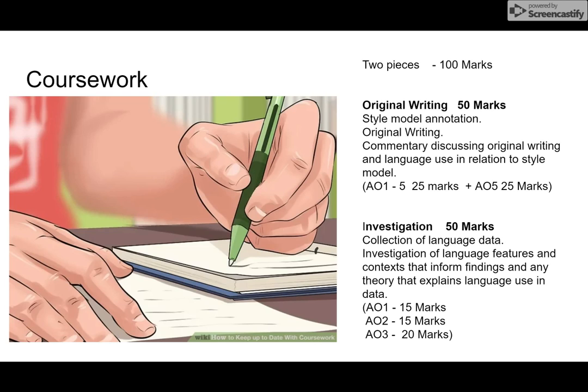And there's 50 marks available for this, 15 for AO1, describing those language features, 15 marks for AO2, which is the use and incorporation of relevant theory, and AO3, which is exploring the context for why the language is as it is.